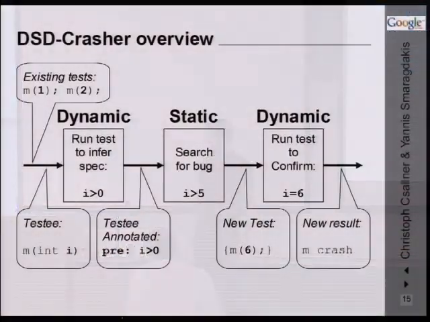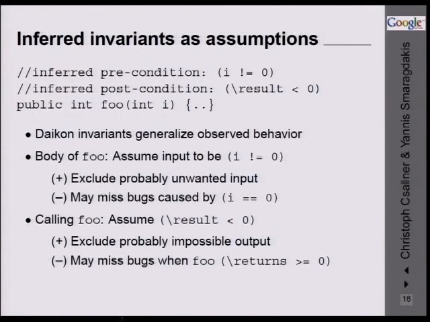Okay. So now the question is, how would we use these pre and post conditions? And that also relates to your previous question. So we're only going to use the pre and post conditions as additional assumptions. So the idea is to just restrict the behavior additionally, right? So for example, here we have this method and a pre and a post condition. So when we analyze the body of the method, we will assume that the input has to satisfy the precondition. So we exclude some behavior. We exclude all the input that violates that precondition.